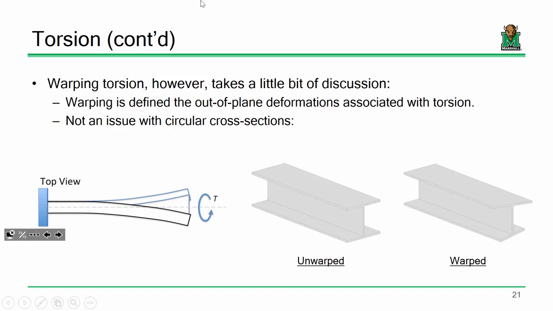That's it. If I have a shape that's not circular, it doesn't respond like that. In other words, not only does it rotate, but it warps. It deforms in and out of the plane. Now this is sort of an exaggerated view of that, but if I look at an unwarped versus a warped section, the flanges actually deform in and out of the page. Does that make sense? Anything that's non-circular will respond like that.